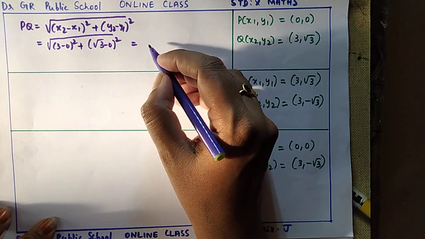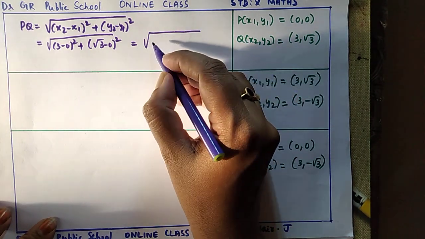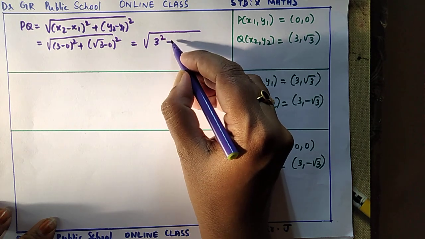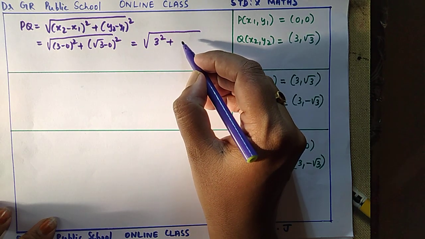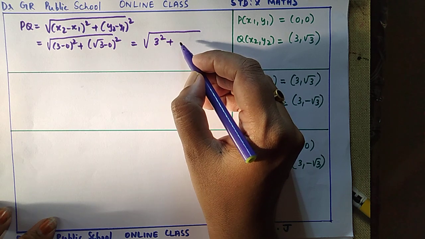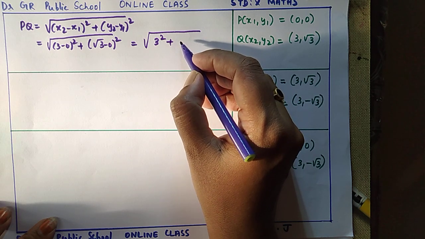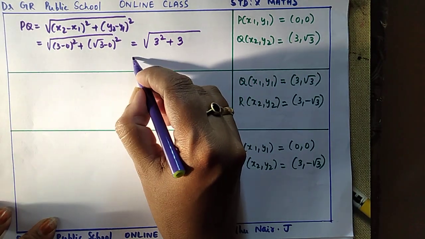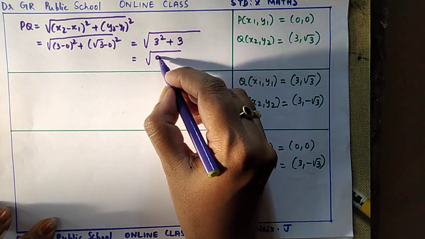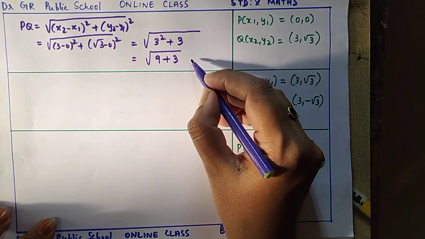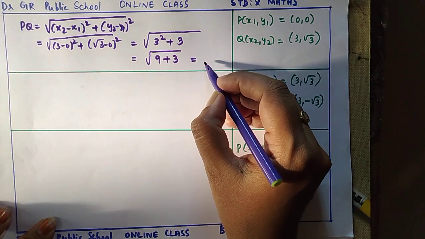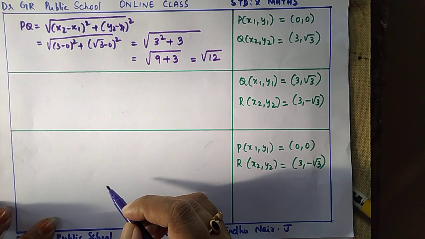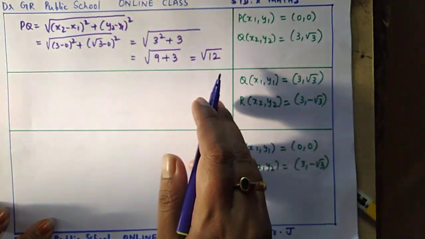So what is the simplification? That is equal to 3 minus 0 the whole square is 3 square, root 3 minus 0 is root 3. So what is root 3 square? Root 3 square is 3. Correct? So that is equal to 3 square is 9 plus 3. What is 9 plus 3? 12. So our answer is root of 12. So first distance PQ is over.